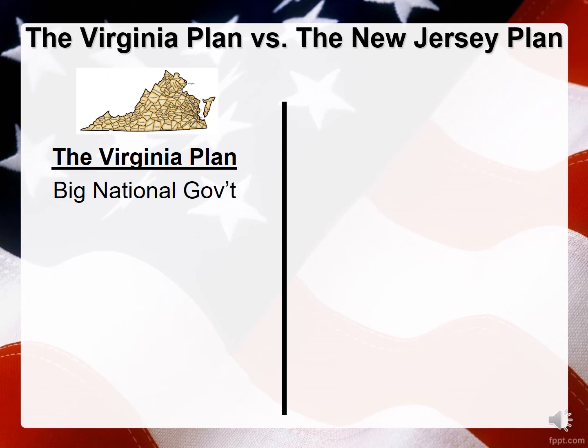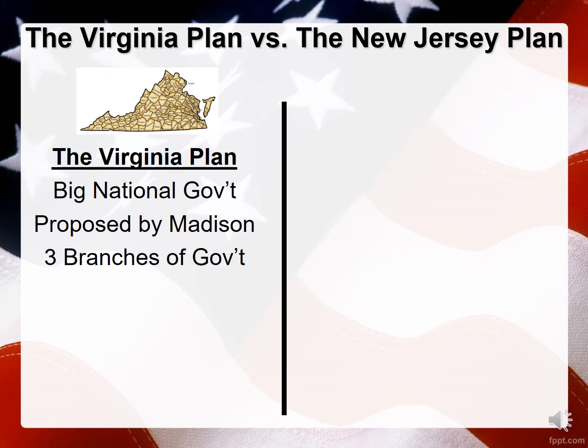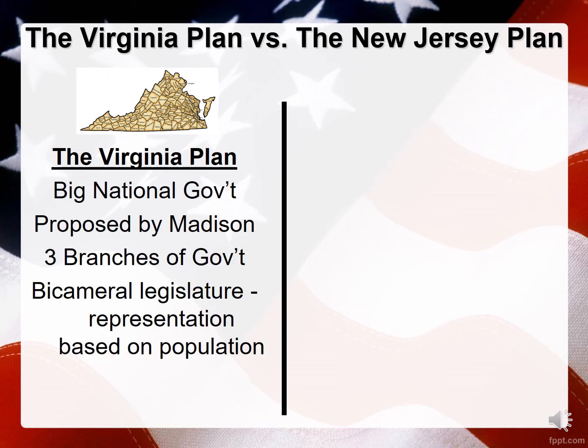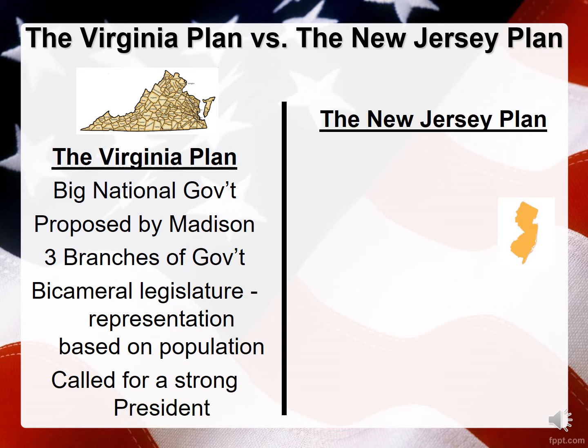Now, the Virginia plan called for a big, or strong, national government. It was proposed by James Madison from Virginia. It included 3 branches of government. It also included a bicameral, or 2-house, legislature, and the representation was based on the state population. The Virginia plan also called for a strong president.